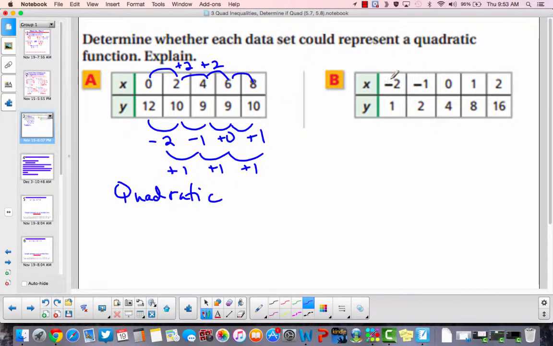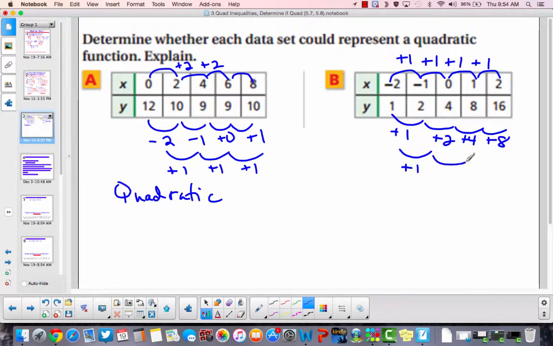Okay. How about here? I add 1, I add 1, I add 1, I add 1. Each time I'm adding 1, my x's are changing at a constant rate. How about my y's? I add 1, I add 2, I add 4, I add 8. So not linear, not the first difference. Here I add 1, here I add 2, here I add 4. Second difference is not the same. So this is neither linear nor quadratic.